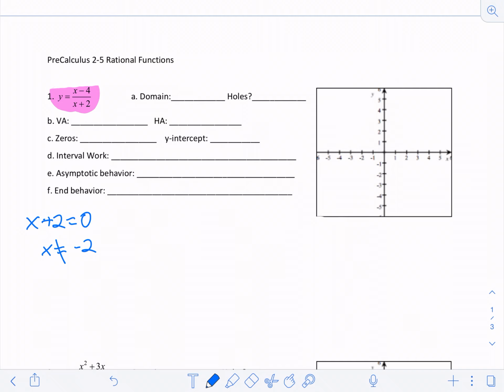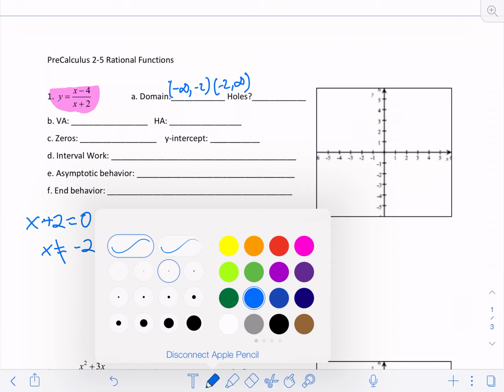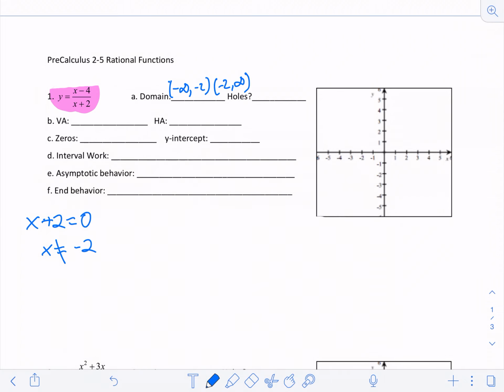So what's my domain going to be? It's going to be everything except negative 2. So how would I write that here? Well, in interval notation, I would say my domain is from negative infinity to negative 2, and then from negative 2 to infinity. And that's going to be my domain. And there's the next spot that talks about holes, and I'll actually do that in the next example. This is not going to be applicable to this particular example that we're working on.